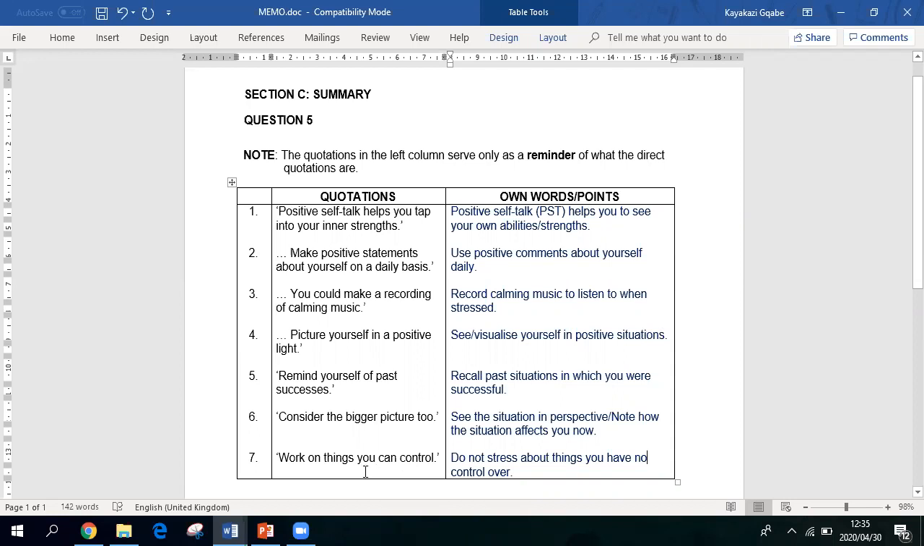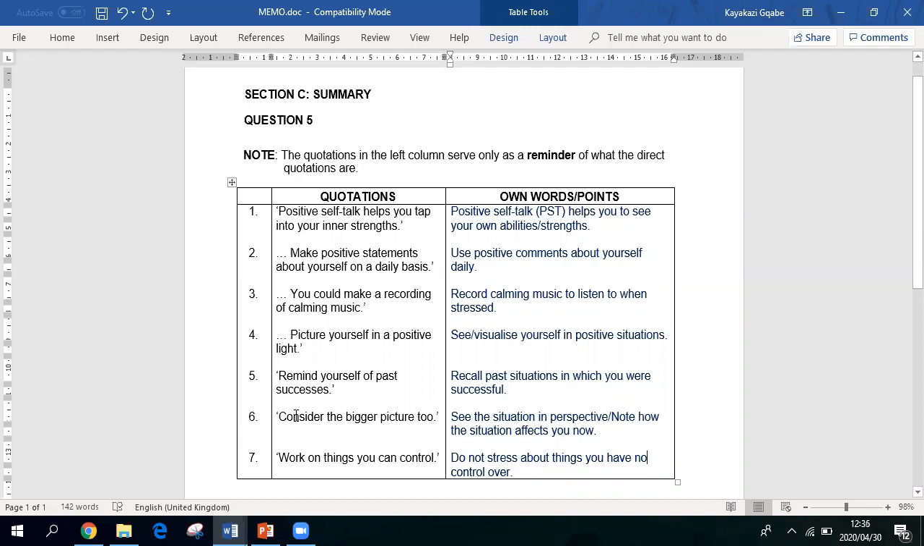And look at number 7. Work on things you can control. Do not stress about things you have no control over. So do you see how we have paraphrased number 7? Instead of saying work on things you can control, we said do not stress about things you have no control over. This still means the same thing.